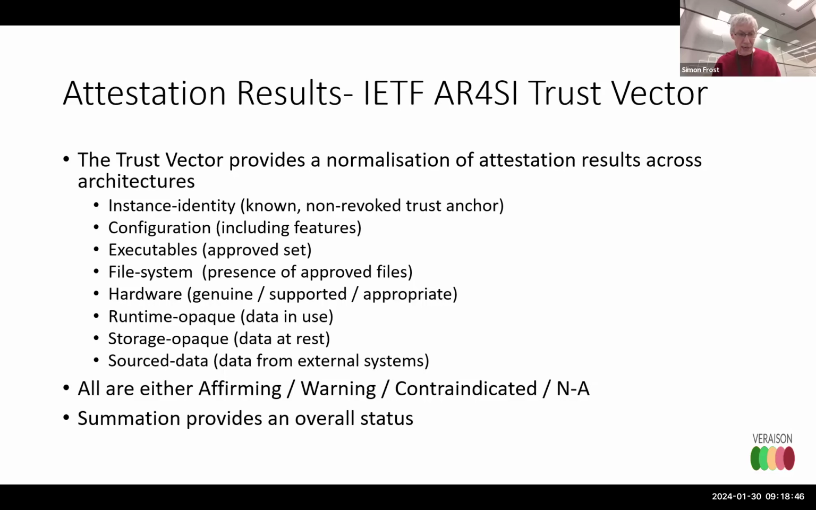So what this does is say, if you run through the evidence and then make a decision in these areas, in these bullets here, about, for example, do you have an approved set of executables? Is this a known trust anchor, i.e., have you got a trust chain for it or a known key for it? Is it known hardware with certain attributes and things like that? You map the architecture-specific evidence into these sets, and then you come up with a conclusion for each of these categories, whether the evidence is affirming, warning, contraindicating, or there is no opinion. And that allows a summation to give an overall status.